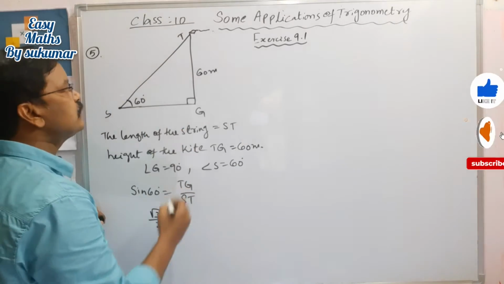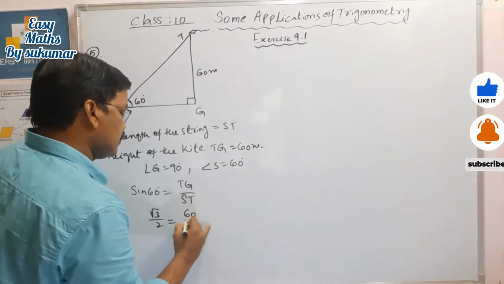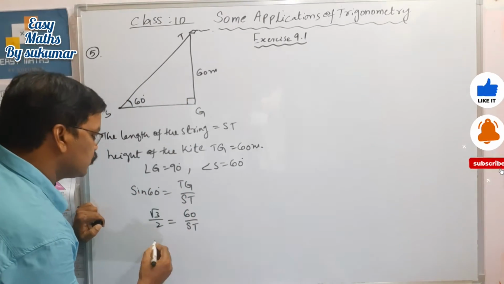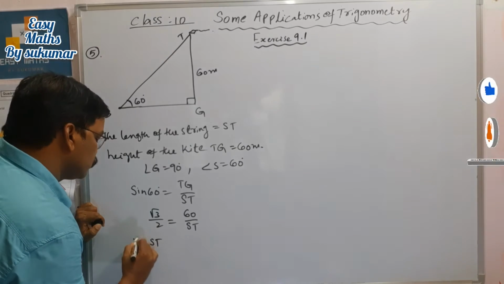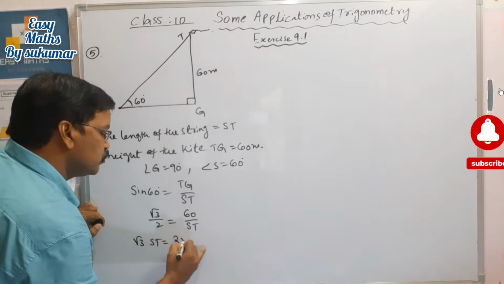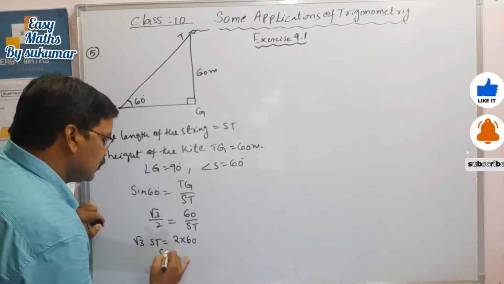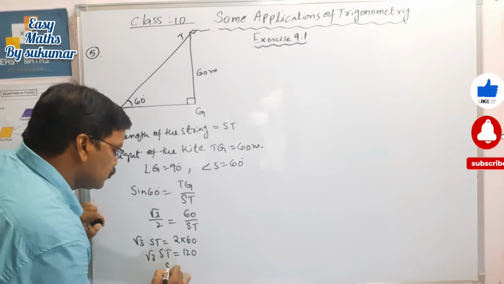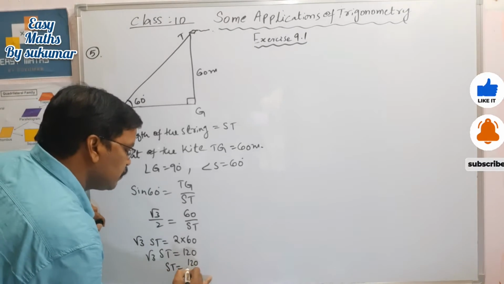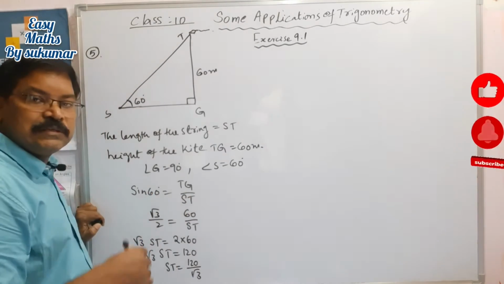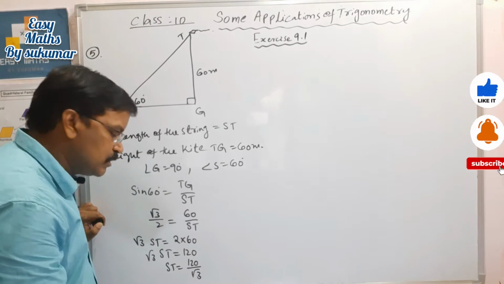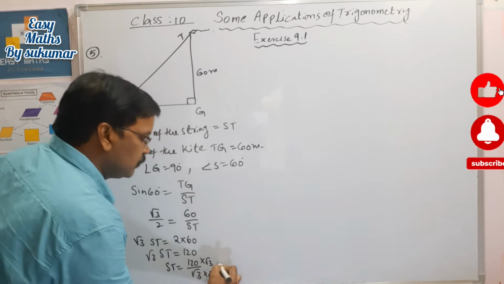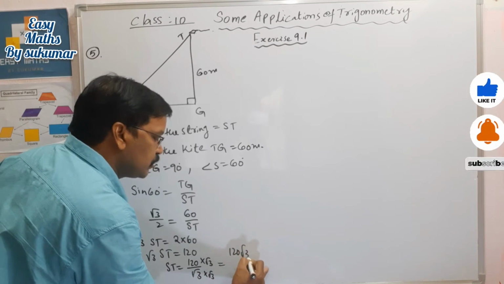It is equal to TG, which is 60, by ST. ST is the length of the string. By cross multiplication, root 3 ST is equal to 2 into 60. So root 3 ST is equal to 120. So ST is equal to 120 by root 3. Let us rationalize the denominator. That means let us multiply with root 3 here. That is equal to 120 into root 3 by 3.